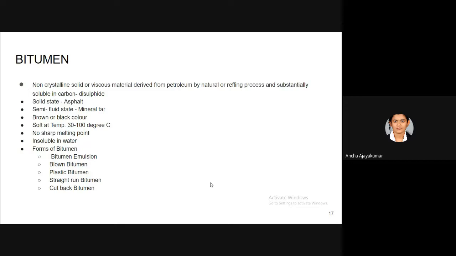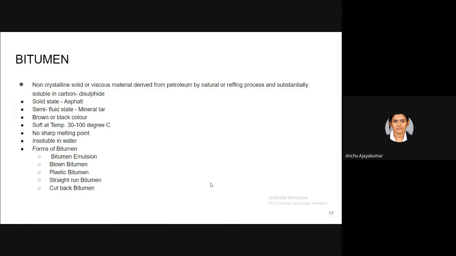In its dry or solid state, bitumen is known as asphalt, and in its semi-fluid state, bitumen is called mineral tar. It usually occurs in black color, and it can also be available in brown color. It does not have a sharp melting point like other materials, and its softening temperature ranges from 30 to 100 degrees Celsius.